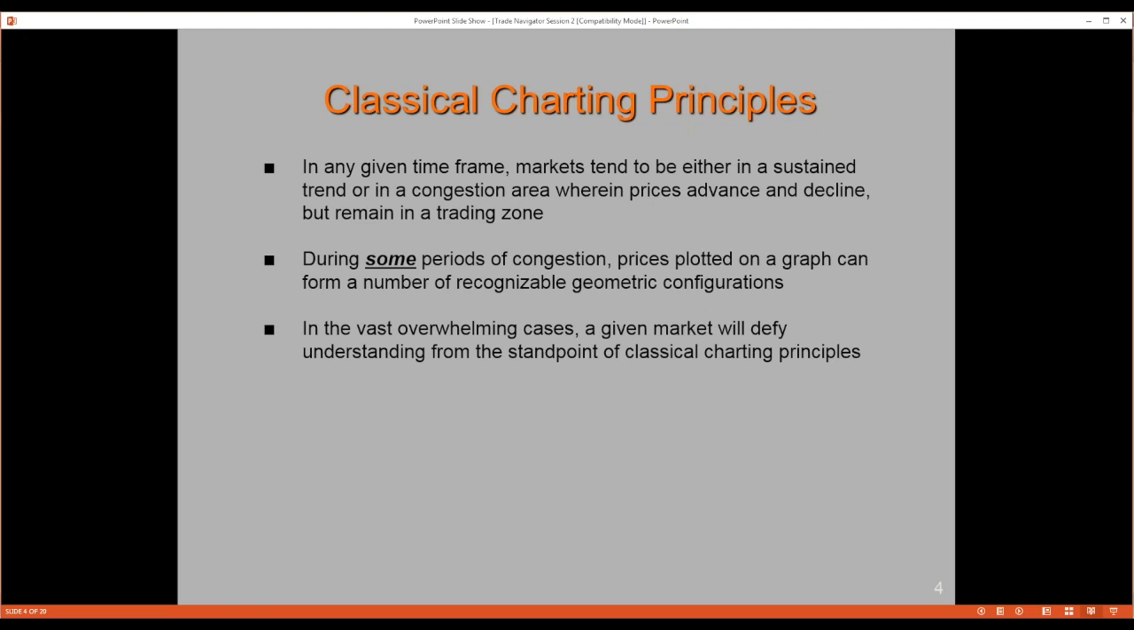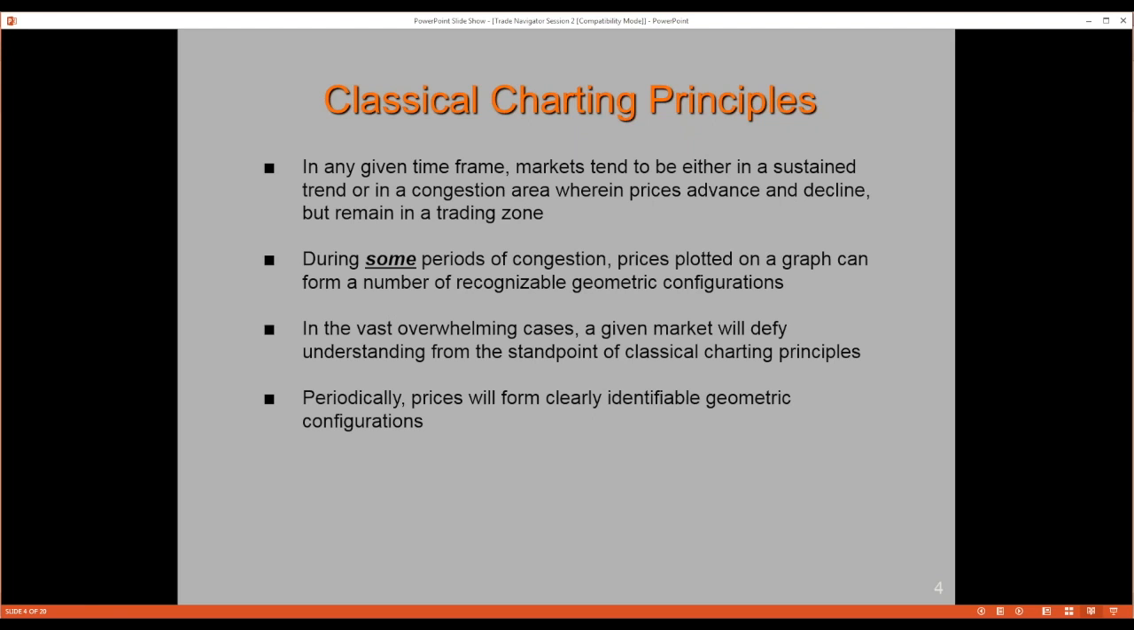I make this claim not only about classical charting principles, but about any form of understanding the markets, whether it's Elliott wave or Gann or whatever it is. The reality is that we may try to understand the market given the tools that we have, but more often than not, the markets will define understanding or reason based on how we're trying to understand the market.